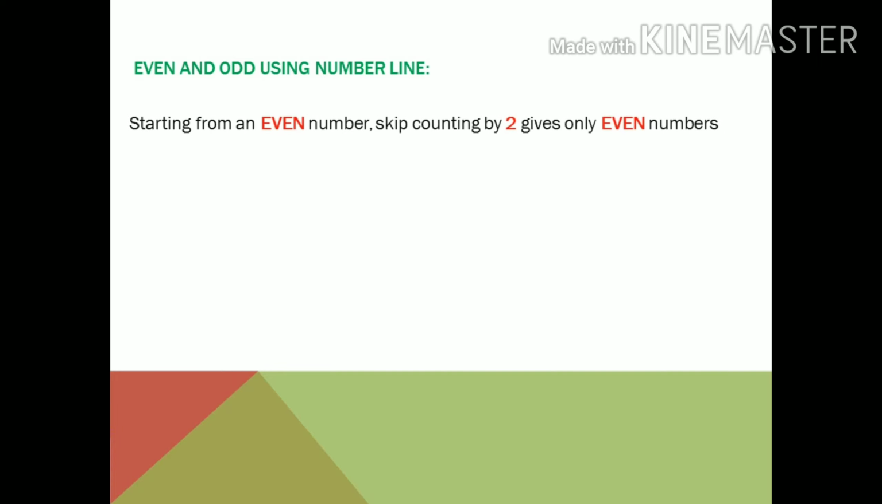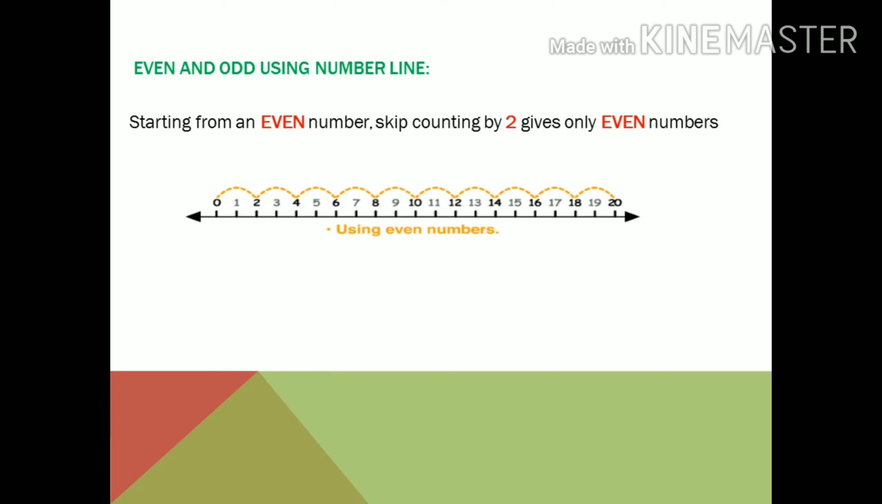Now let's have a look on even and odd numbers using number line. Starting from an even number, skip counting by 2 gives us only even numbers. Let's have a look on this number line. Starting from 0, that is an even number, and skip counting by 2 gives us 2, 4, 6, 8, 10, 12, 14, 16, 18 and 20. All the numbers that we get are even numbers.